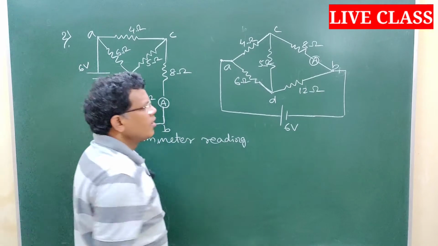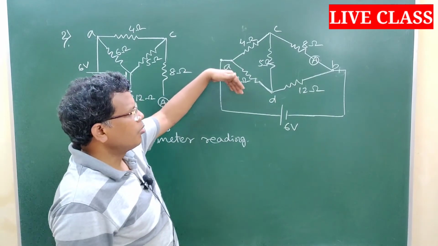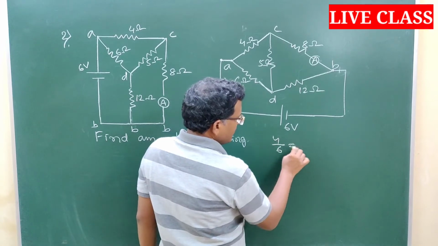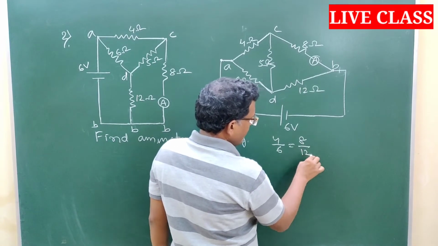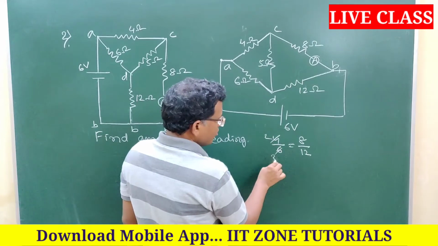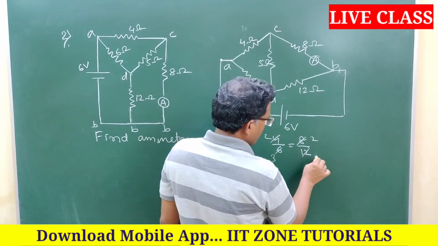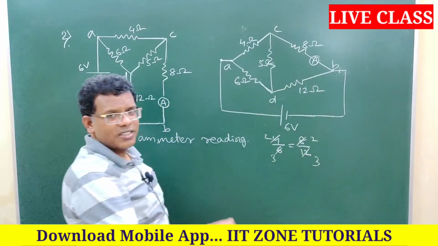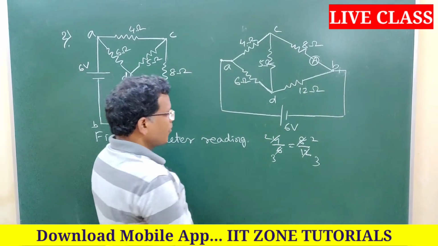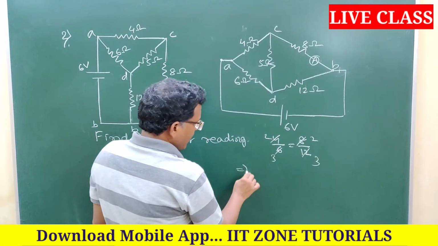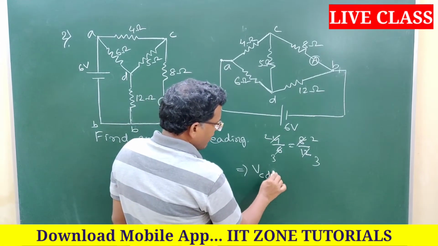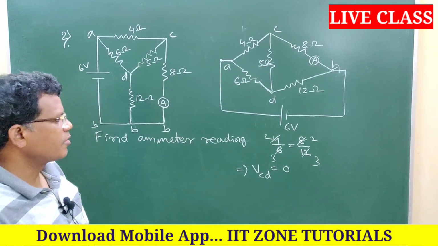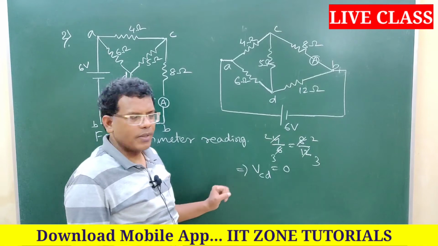12 ohm. So see, R1 by R2 should be equal to R3 by R4, because you can see 4 by 6 equals 8 by 12. If you solve it, it is 2 by 3, and this also is 2 by 3. So the ratio of these two resistors is equal to the ratio of these two resistors. When this happens, the potential difference between C and D must be 0.